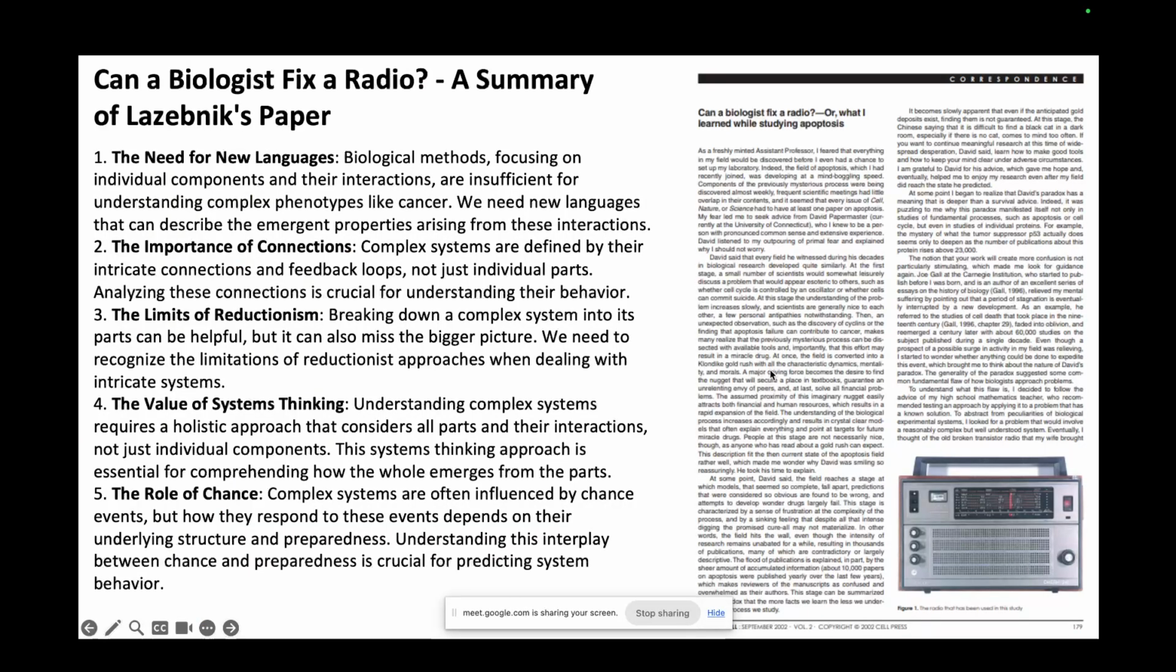Okay, and the third point is the limits of reductionism. Breaking down a complex system like a cell or a tissue or a particular organ, whatever you are trying to study inside a biological system, into its small parts can be helpful, and it can tell you about the individual functions of the individual parts. But in most cases, you'll miss the bigger picture. You're not seeing the system as a whole. You're seeing the system as components of the system.